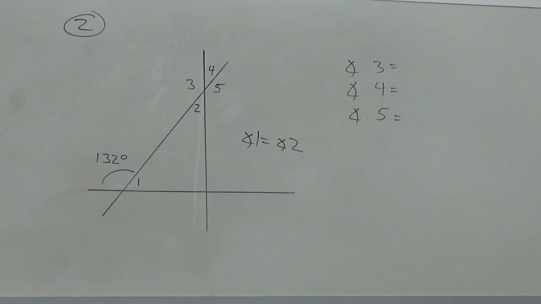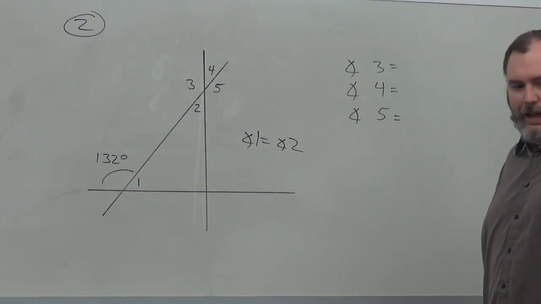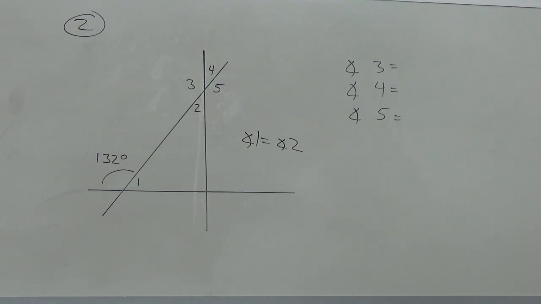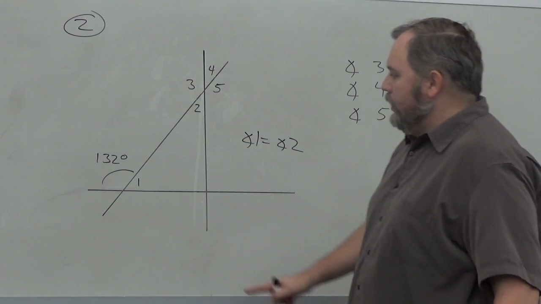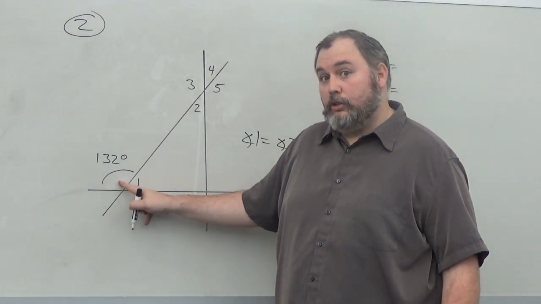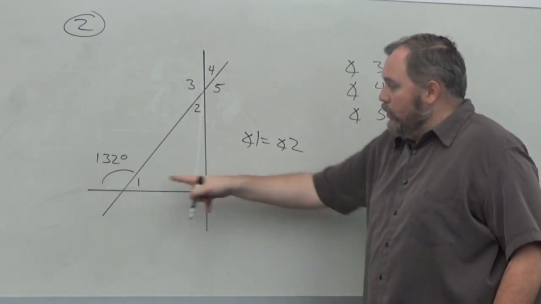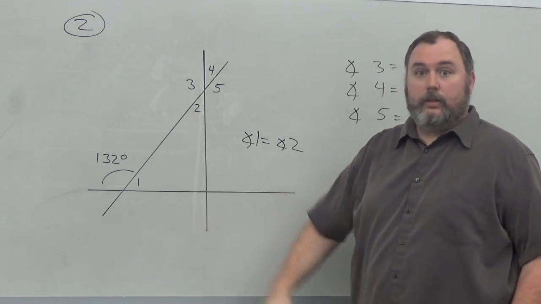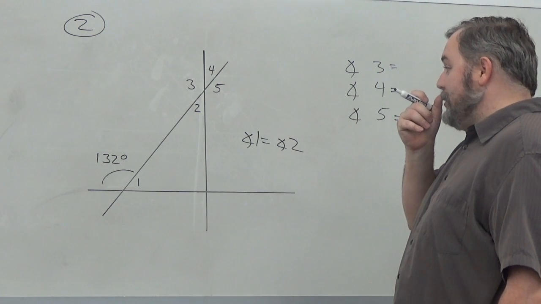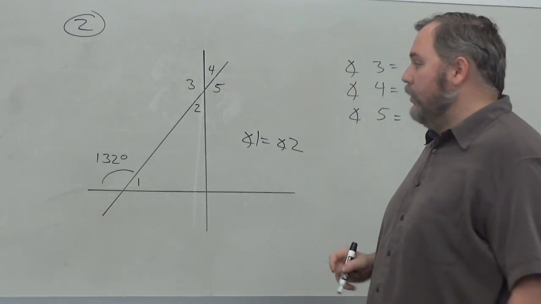All right, so here's our next problem. We're being asked to find out what angles 3, 4, and 5 are. So before we even start worrying about that, let's look at what we know. A couple of things. We know that this angle right here is 132 degrees. We also know right now that angle 1 is equal to angle 2. You know that information. All right, so let's go ahead and do some easy stuff.